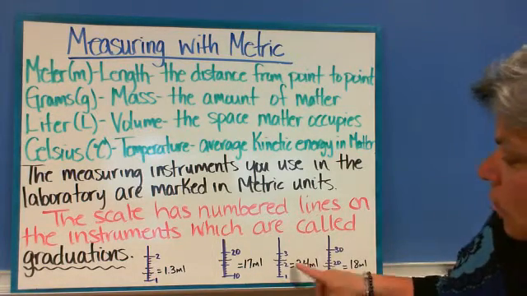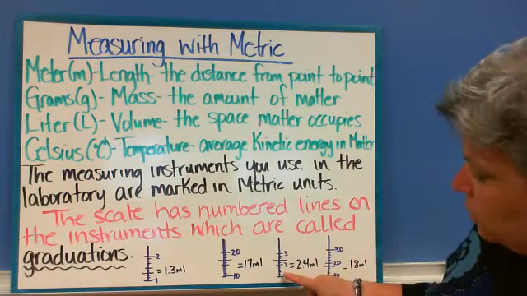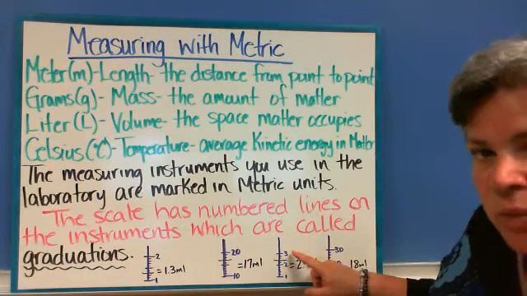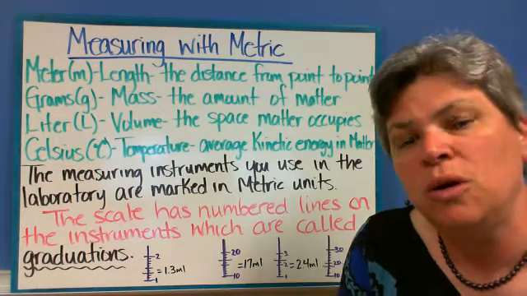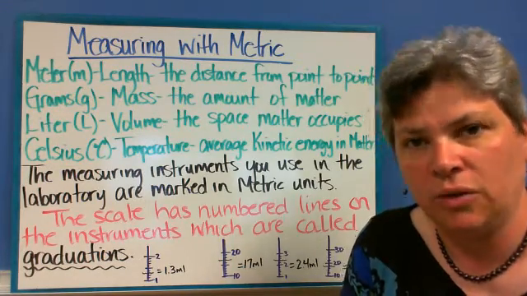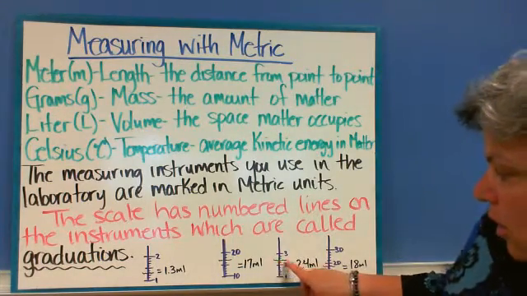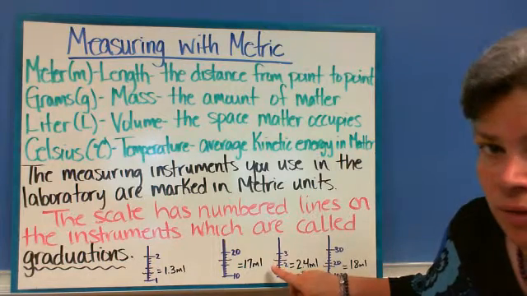Here I'm going from 1 to 3, but there's only 5 little lines in between each group, which tells me that each line is equal to 0.2 or 2/10 of a unit. So in this case here, my volume would be 2.4 milliliters.